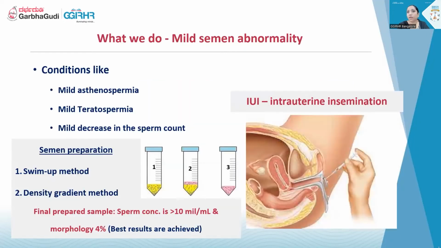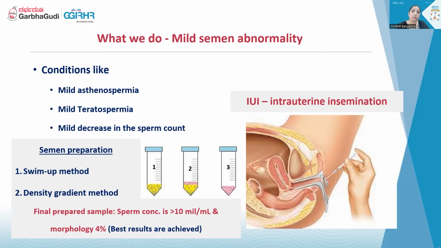And now if we are seeing borderline or mildly abnormal parameters, like mild astheno, or a mild terato, or just a mild decrease in count, maybe 10 million, 12 million, maybe an IUI could work out for them. So you need to also know the volume. If the volume is fine, 1.4 ml or more, and the count is okay, 10 to 12 million, even though it was terato, maybe an IUI could be beneficial.